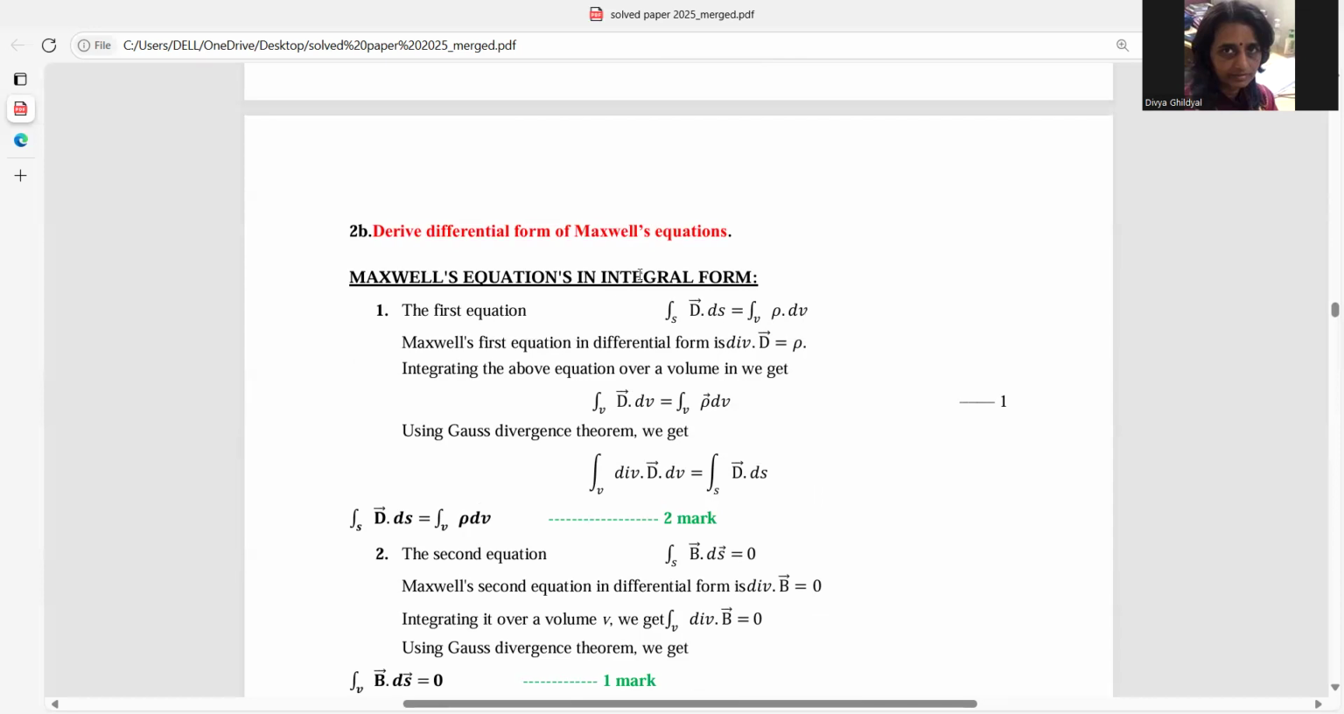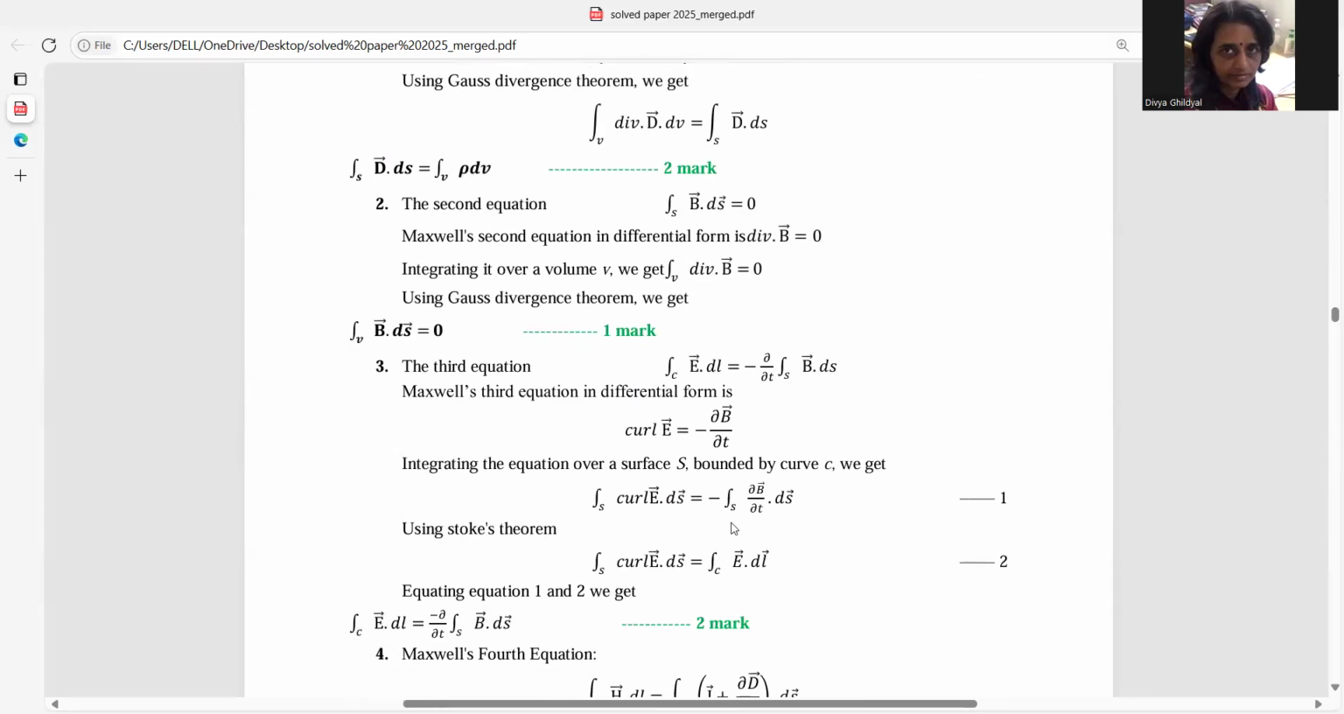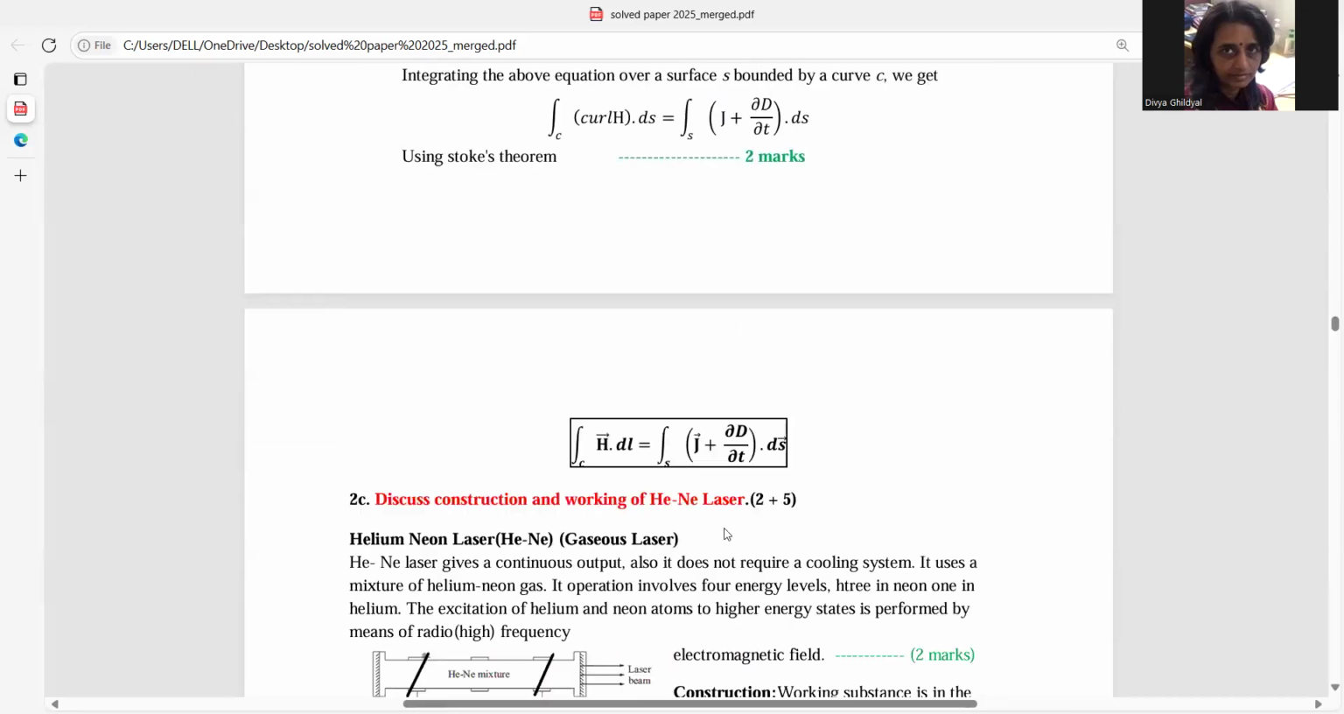The first one is Gauss law of electrostatics. Second is the Gauss law of magnetostatics. Third is Faraday's law of electromagnetic induction. And fourth is the modified form of Ampere's circuital law.